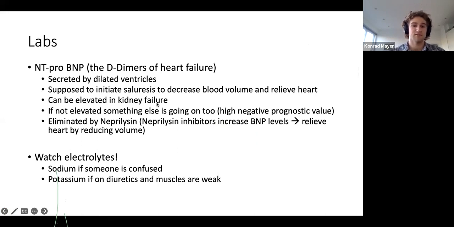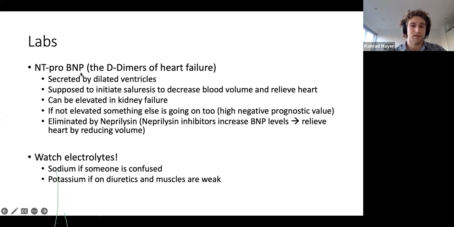It can be elevated in kidney failure. That's why you always have to think about it. But what does BNP do? I should have mentioned this earlier. It's a natriuretic peptide. So it initiates saliresis, salt and water out through the kidneys, to decrease the blood volume and relieve the heart. So BNP is something that the heart excretes to help itself. It's its own compensation mechanism.